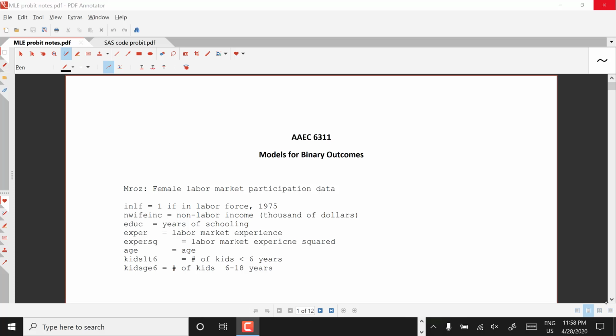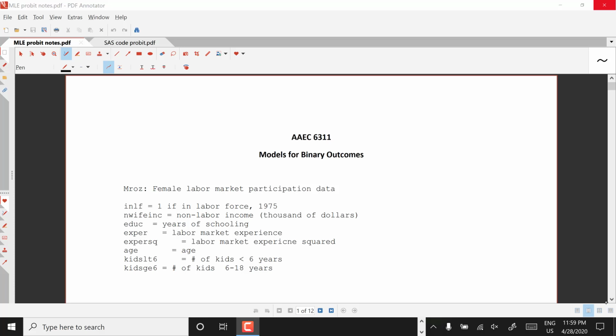So the last topic of the class has to do with the models for binary outcomes. This is a topic by itself, but you will also see that one of the models that we use for binary outcomes is a model based on maximum likelihood estimation. So we use this topic also to consider an application of maximum likelihood estimation procedures.